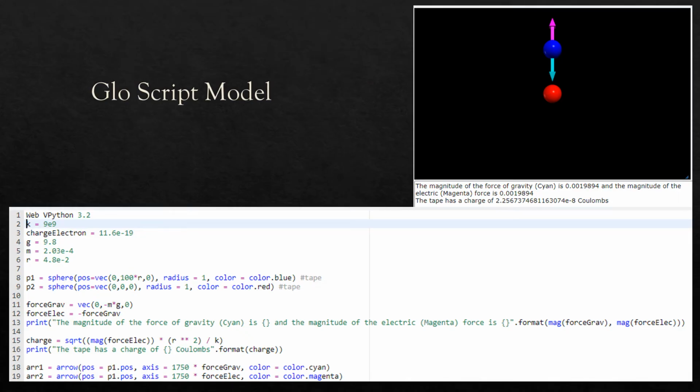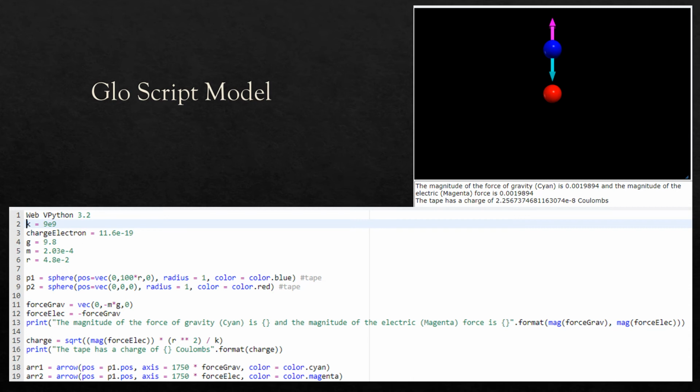Here is our GlowScript model that we created for the computational part of this lab. The two dots on there are the point charges of the tape. Tape A is red, tape B is blue. In lines 2 through 6, we have all the constants, which include k, charge of electron, gravity, mass, and then the separation distance denoted as r.